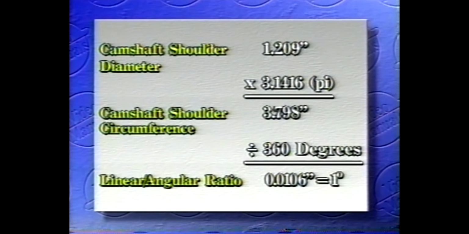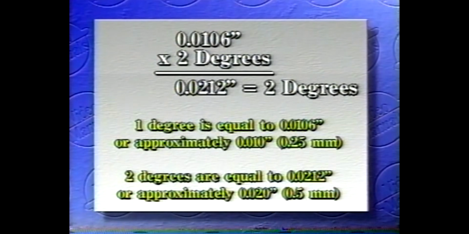Now we divide 3.798 inches by 360 degrees to arrive at a relationship between linear and angular measurements for our cam. In our case, we find that rotating the camshaft by 1 degree produces a linear movement of 106/10,000ths of an inch on the shoulder. To change our cam timing by 2 degrees, we must rotate the camshaft within our drive gear by approximately 20,000ths of an inch, or a half millimeter.